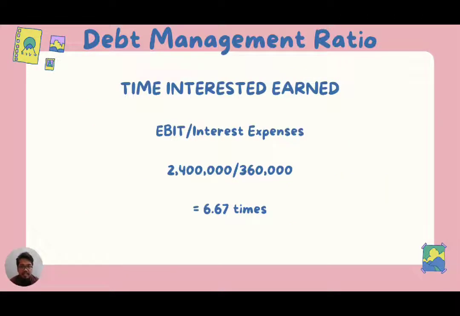And lastly, times interest earned, which is EBIT divided by interest expense. EBIT is 2.4 million divided by interest expense, which is 360,000, equal to 6.67 times.